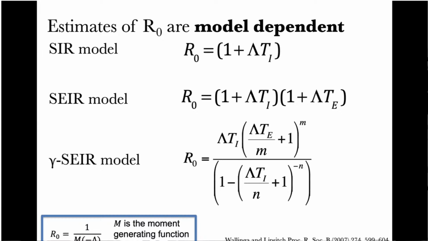A lot of this work was motivated by the fact that people had been merely using the first equation to estimate R naught and getting it completely wrong. So understanding the serial interval is the key.